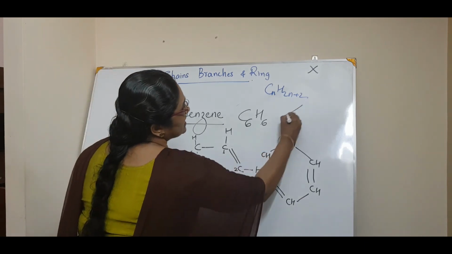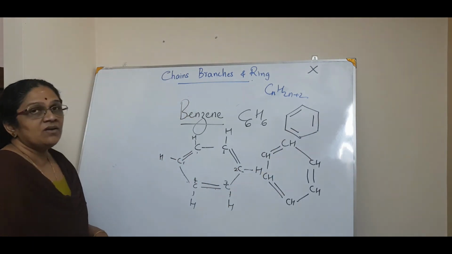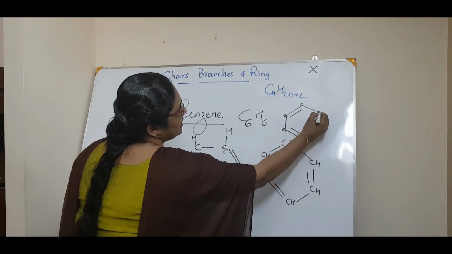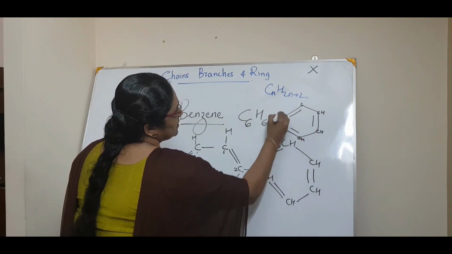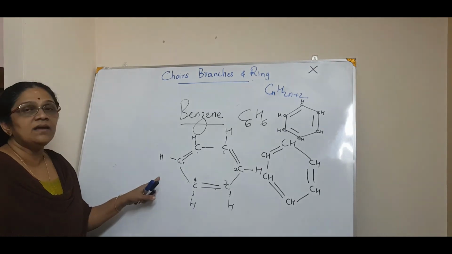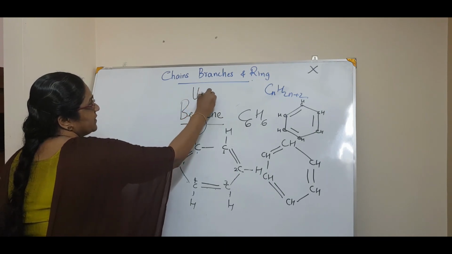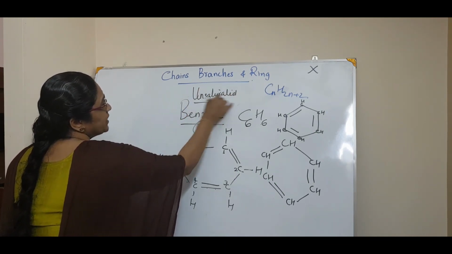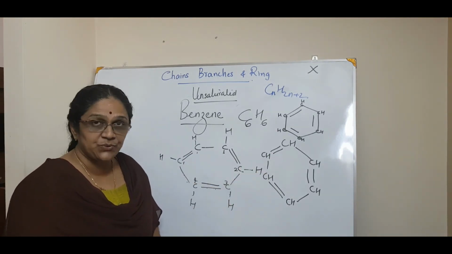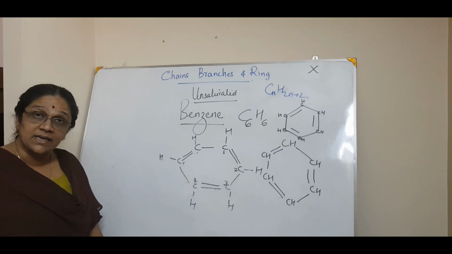Or simply you can draw the skeletal structure like this, which represents carbon, carbon, carbon, carbon, carbon, carbon and hydrogen. See, this is the structure of benzene. So you got it? Just study the structure and molecular formula of benzene. This is unsaturated. It's very important, because why did I say unsaturated? It contains a double bond. If it had only single bonds, you could say it is saturated. But since it contains a double bond, you can say it is an unsaturated cyclic compound.